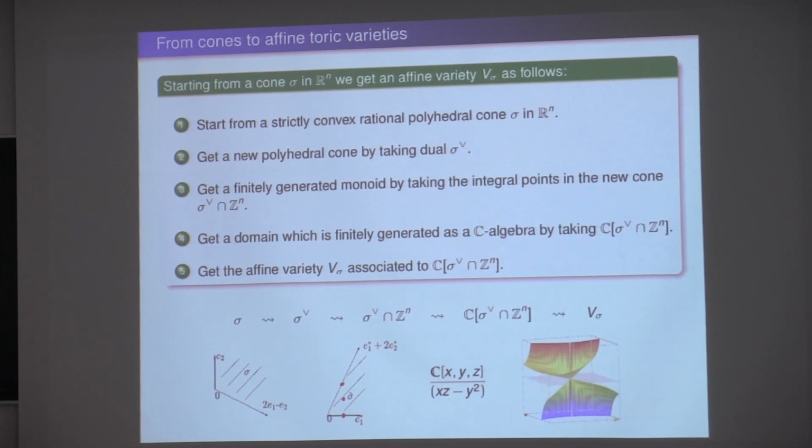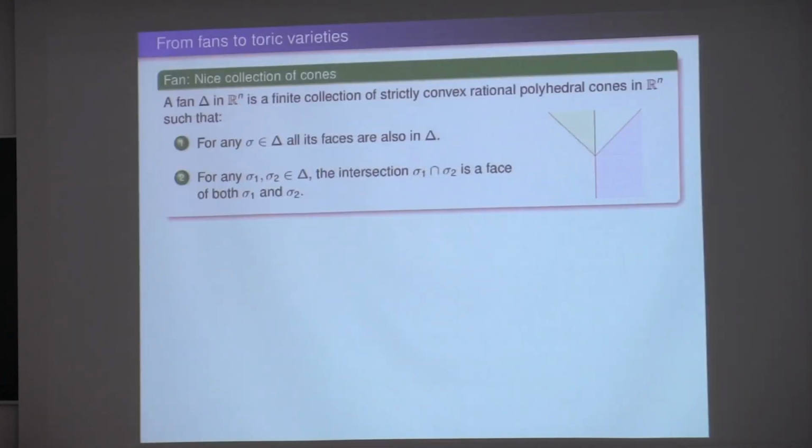and then we take the associated variety to this, which would be just looking inside this one at the zero set of this polynomial, which would look like this. So this is what we have been doing from a cone to an affine variety that turns out to be a toric variety. Now, we did the same, but for a collection of these guys.